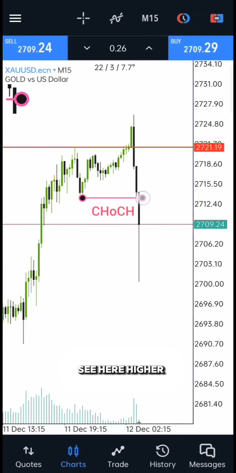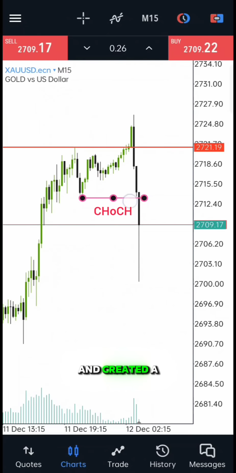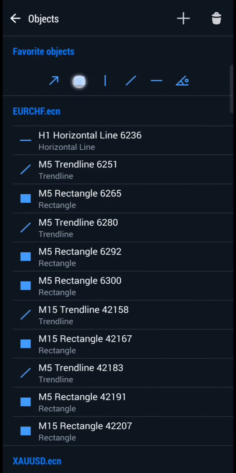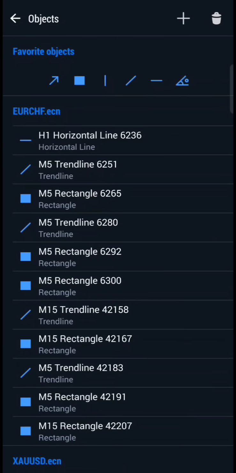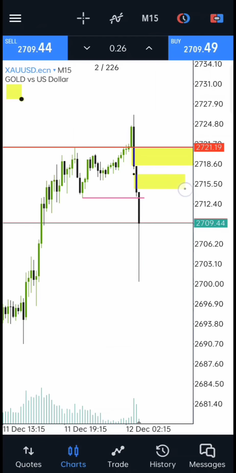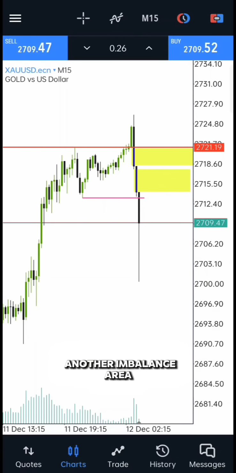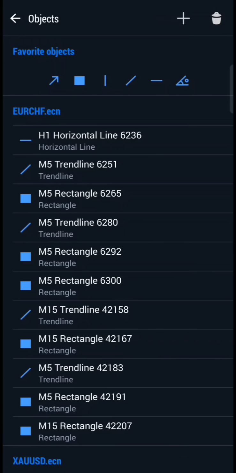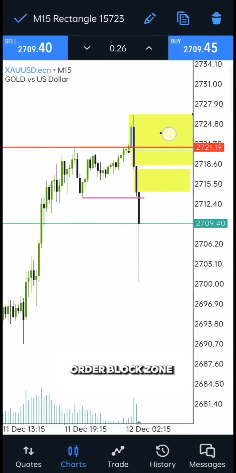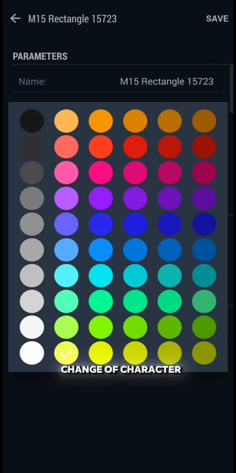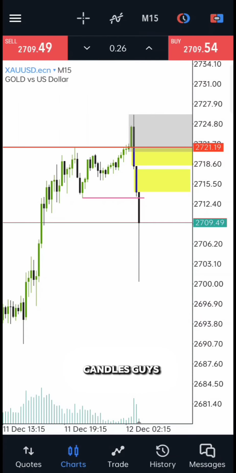So you can see here, higher low has been broken and created a change of character. So this is our extreme imbalance area, which I colored in yellow. And this is another imbalance area. This is our order block zone, which is responsible for the change of character with huge imbalance candles.